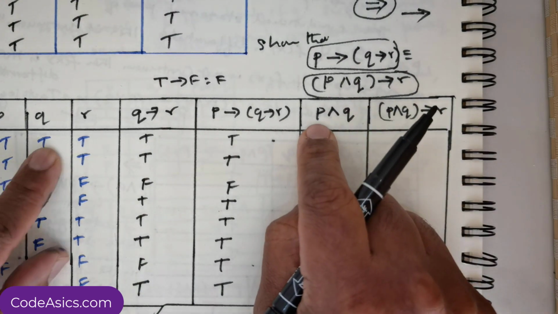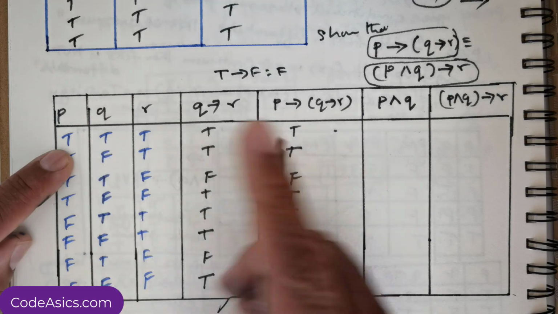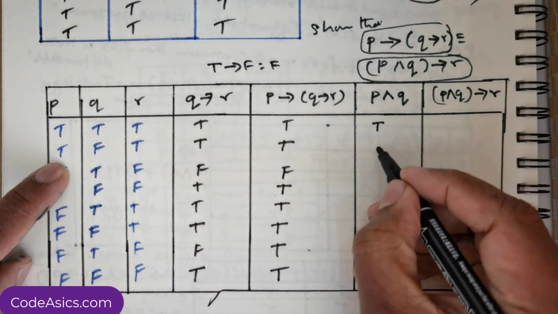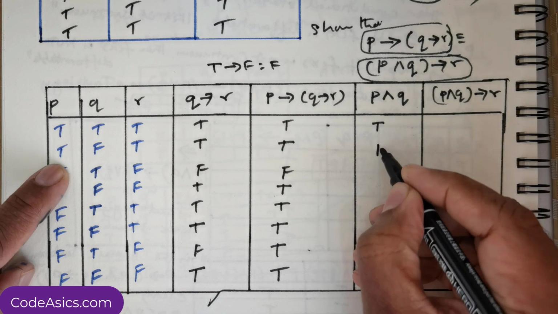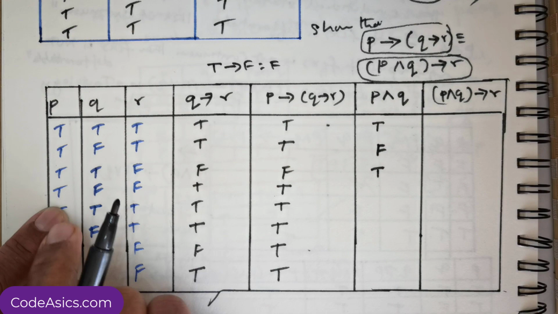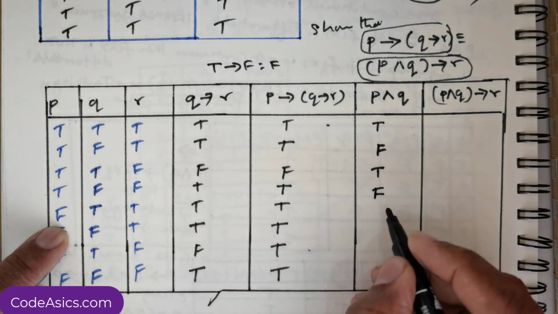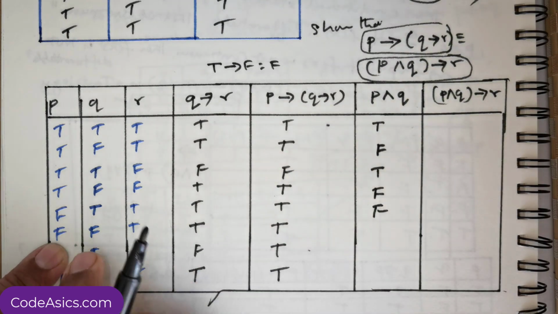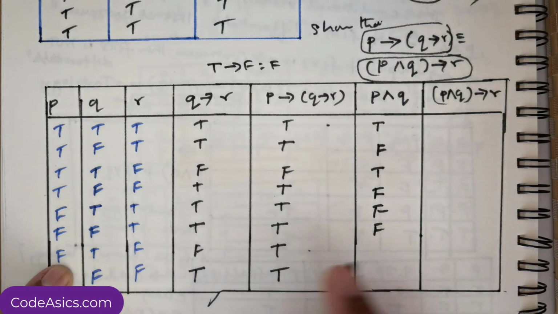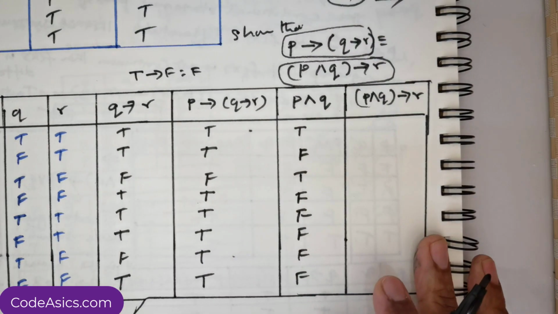And then P conjunction Q. Its product: 1 into 1 is 1. 1 into 0 is 0. 1 into 1, 1. 1 into 0 is 0. 0 into 1, 0. 0 into 0, 0. 0 into 1, 0. 0 into 0, 0.